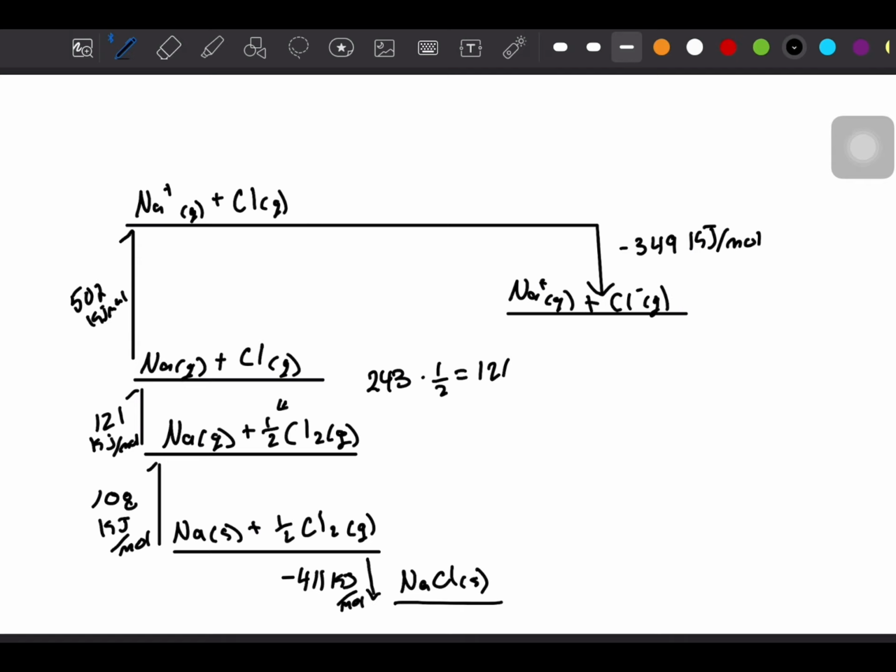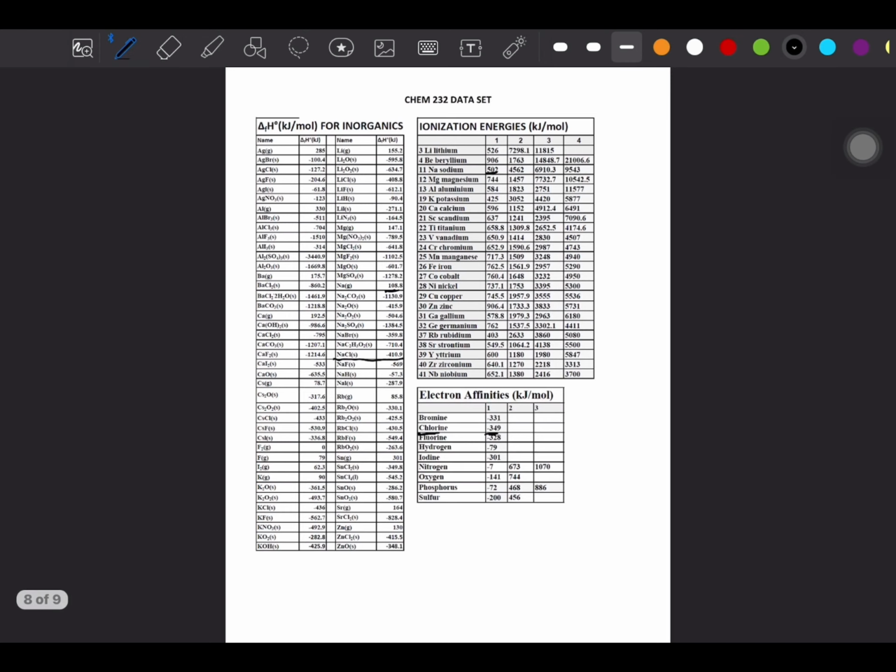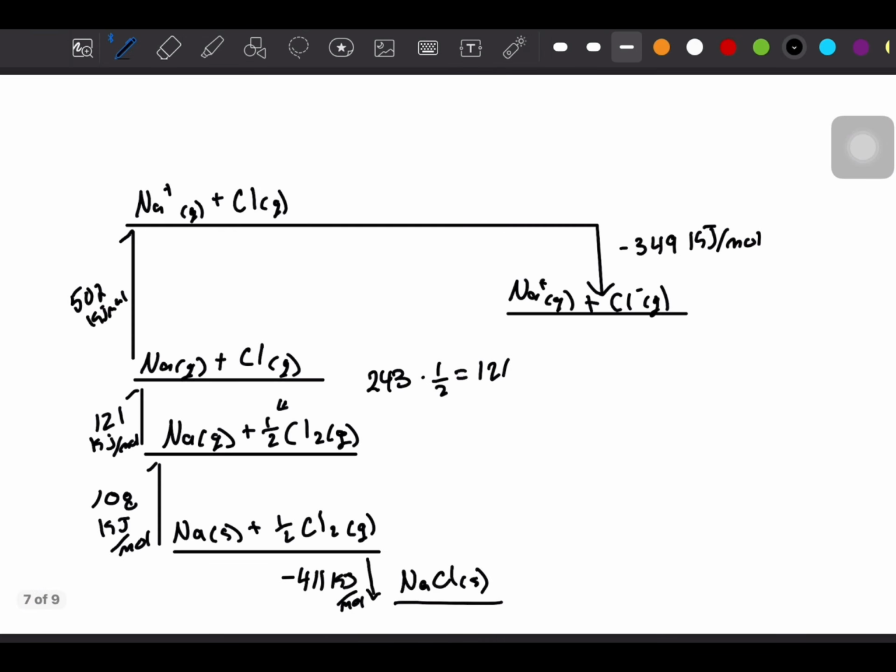We wouldn't go any further because NaCl, if we look at its ions, like let's say in a solution, when NaCl is dissolved in water, it goes into Na plus and Cl negative. We wouldn't have any more steps to add due to this. So the last part is lattice energy, which we're actually trying to solve.